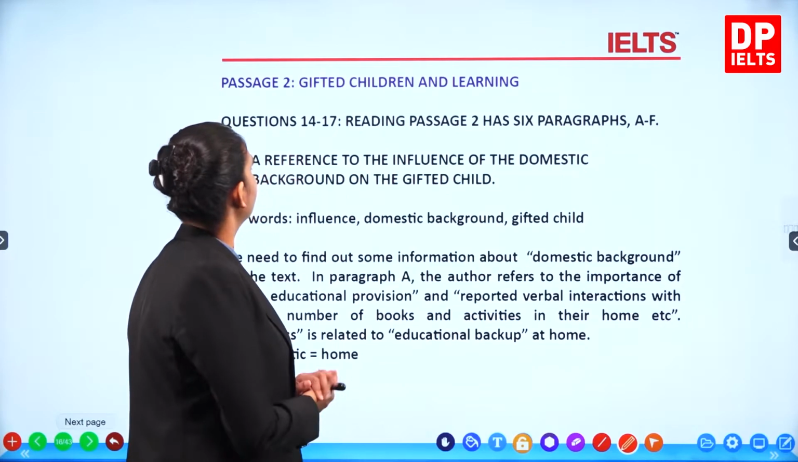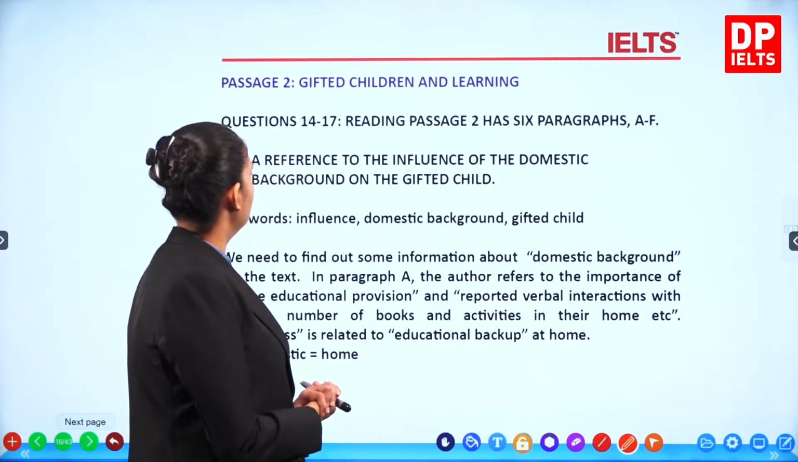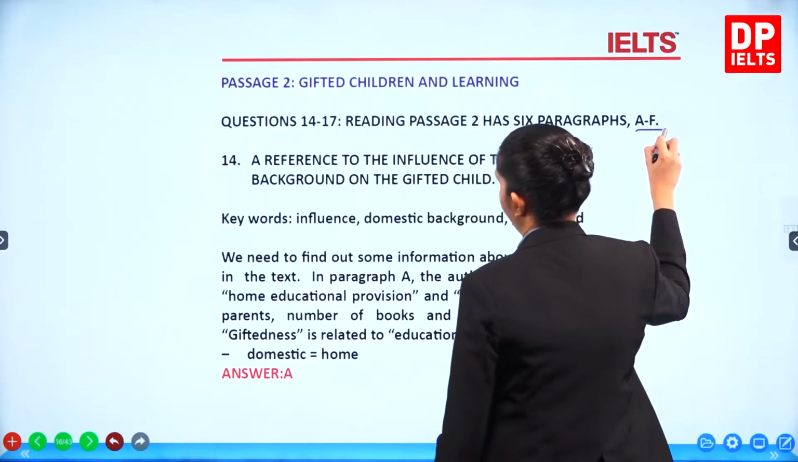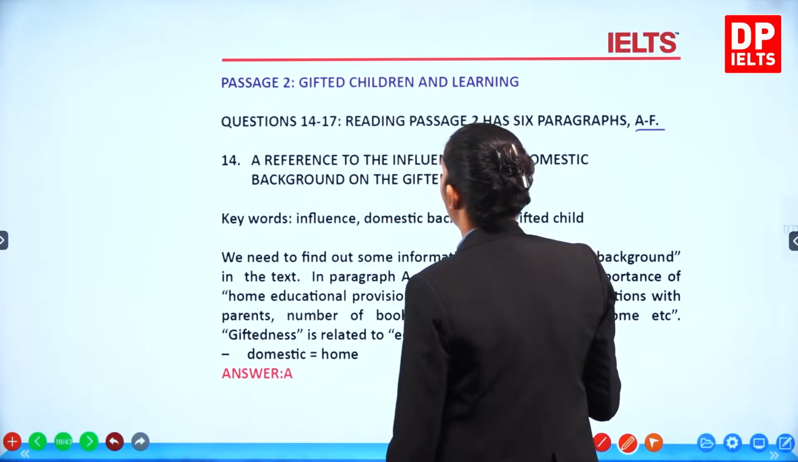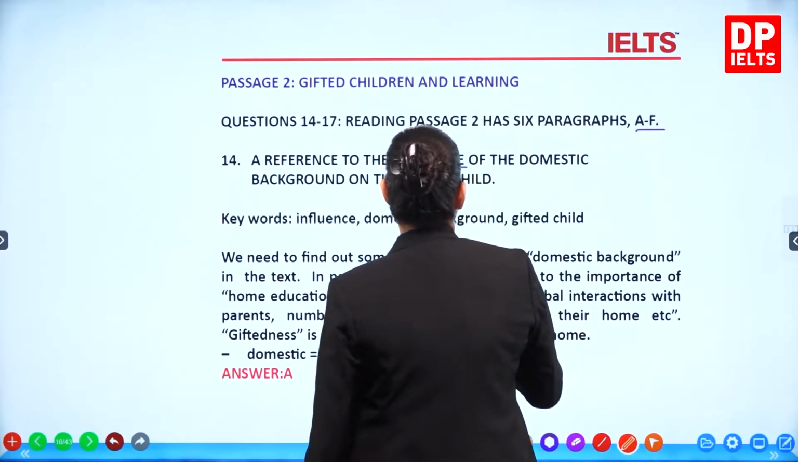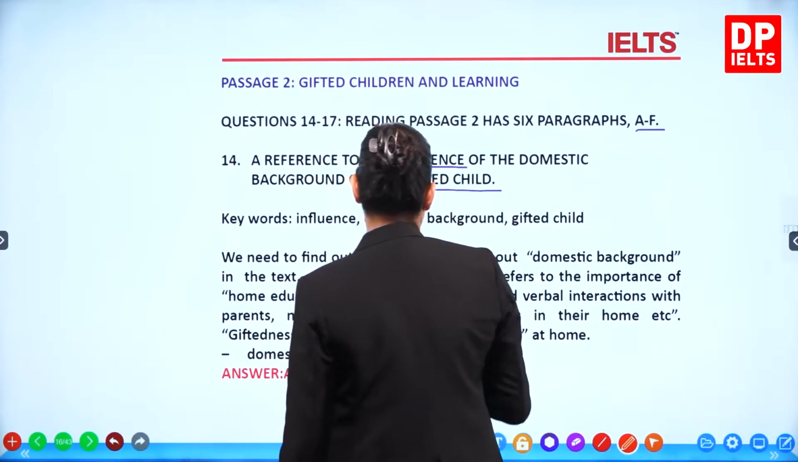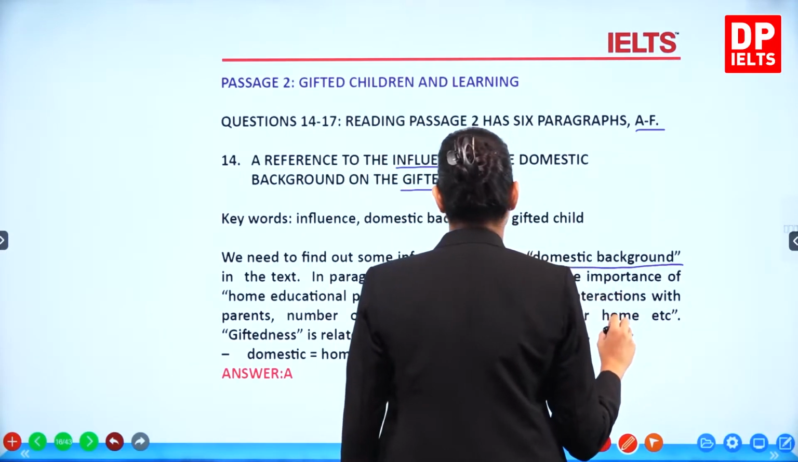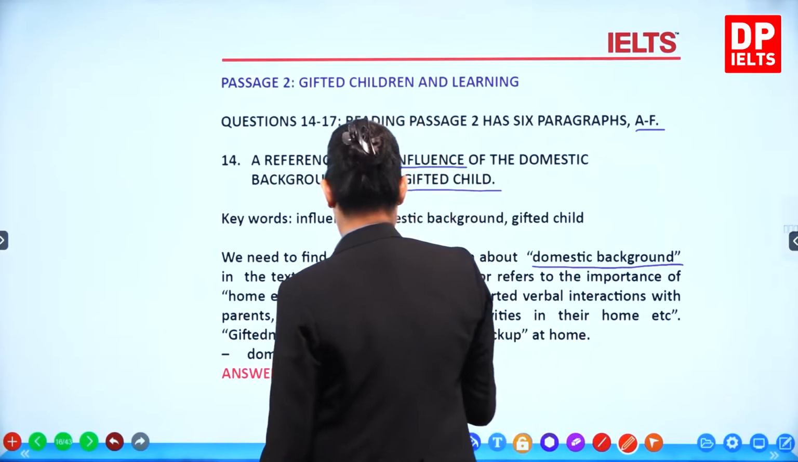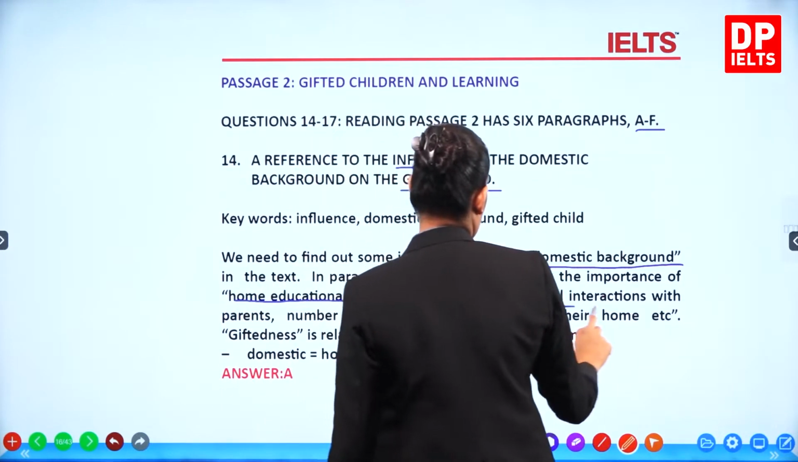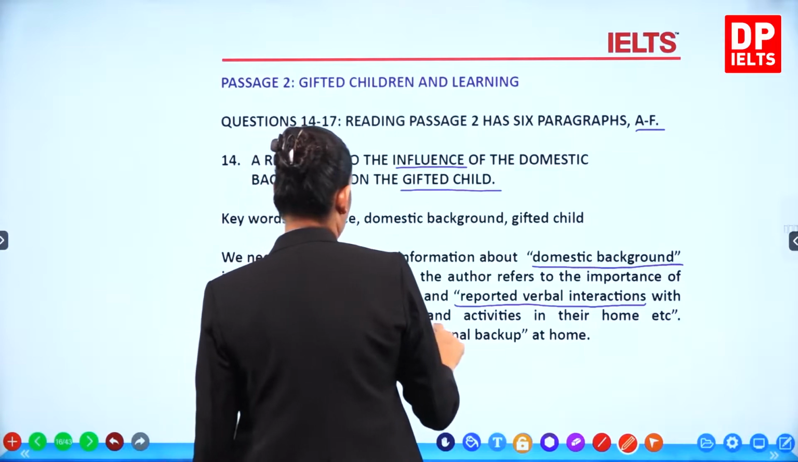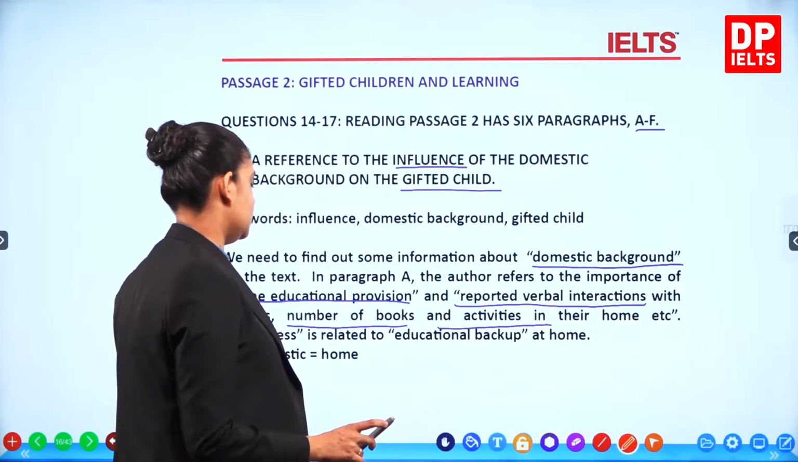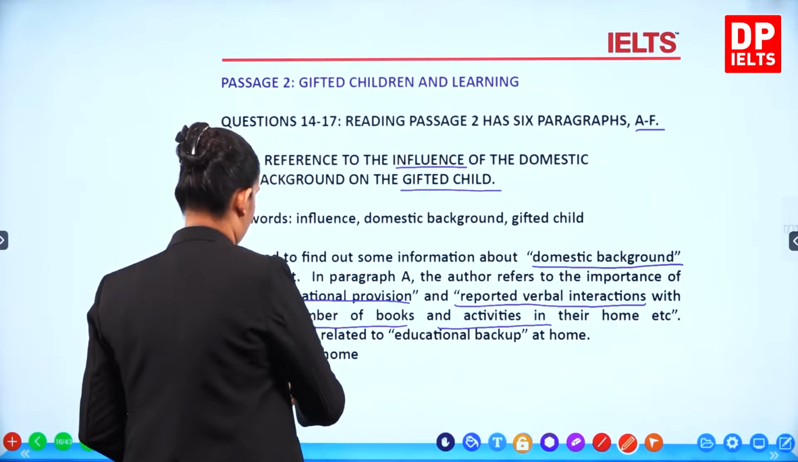Right. Questions number 14 to 17, passage 2. Gifted children and learning. Reading passage 2 has 6 paras, A to F, right? You need to match them. A reference to the influence of the domestic background on the gifted child. We need to find out more information about the domestic background, right? So in para A, the author refers to the importance of home educational provision, reported verbal interaction with parents, number of books, and creative activities in their home. So domestic means home. Giftedness is related to educational backup at home. So I would say the answer here is A.